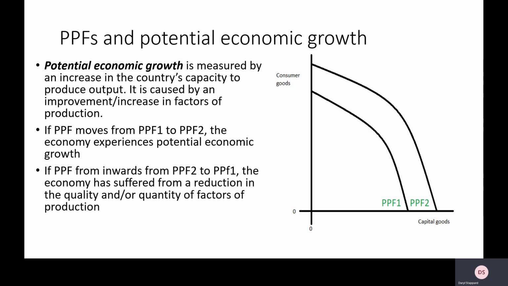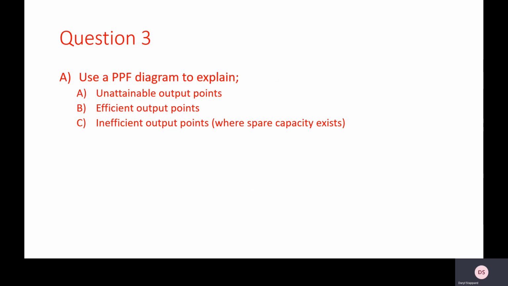And if you've got a bigger factor endowment, so more resources available, it means the country's capacity to produce has increased. Now, over time across our economy in the last few hundred years, the PPF has constantly moved outwards. And the logic would be if the PPF moves outwards through potential economic growth, it means that you can have more actual economic growth. And that will therefore lead to a better improvement in economic welfare over time.